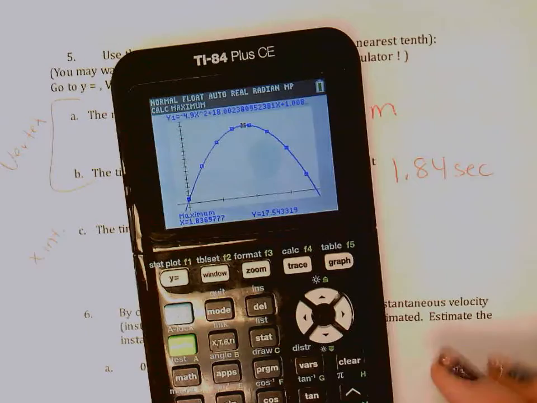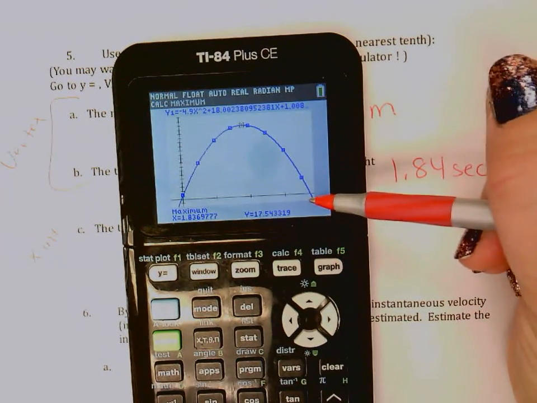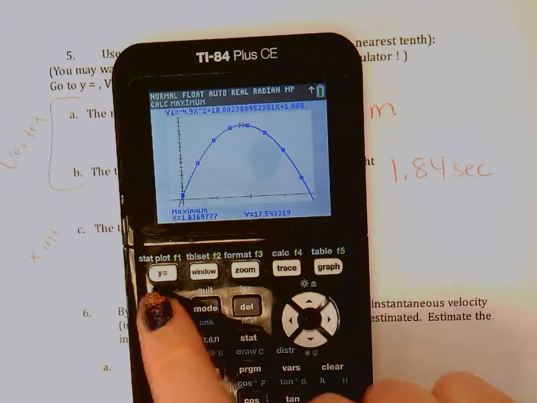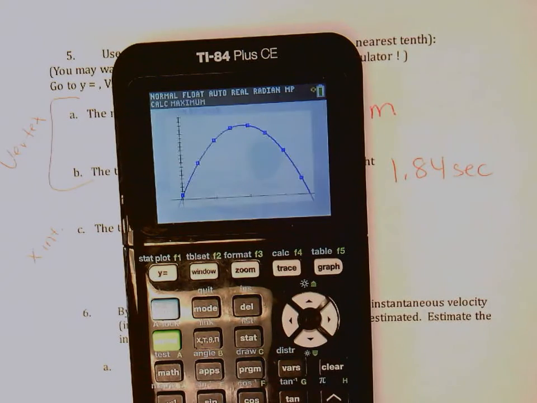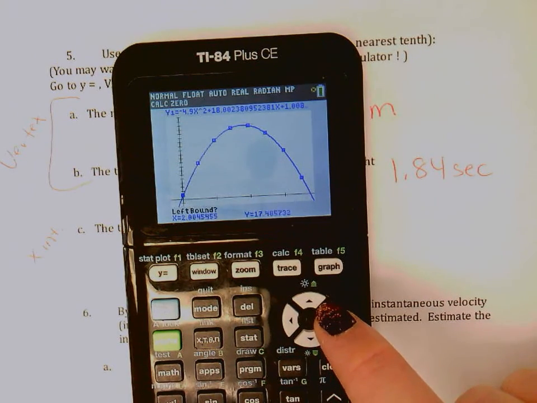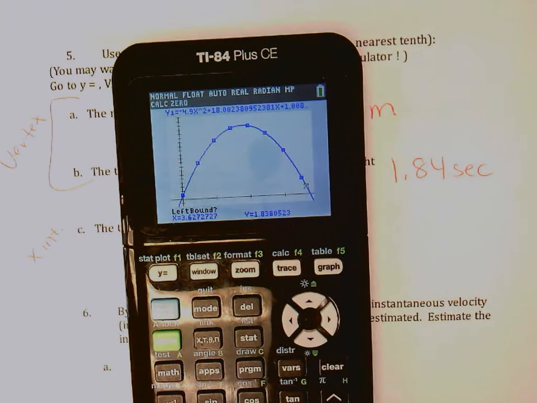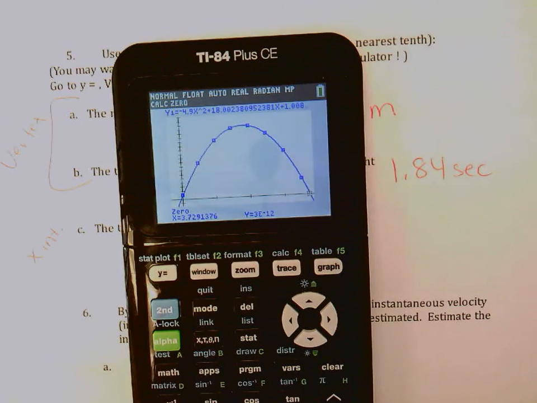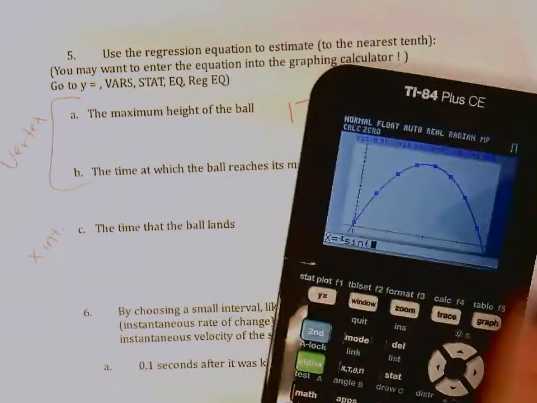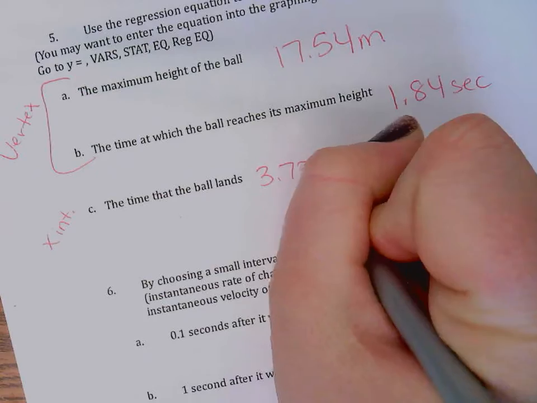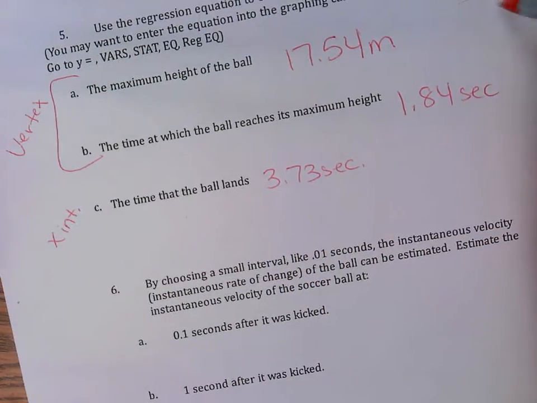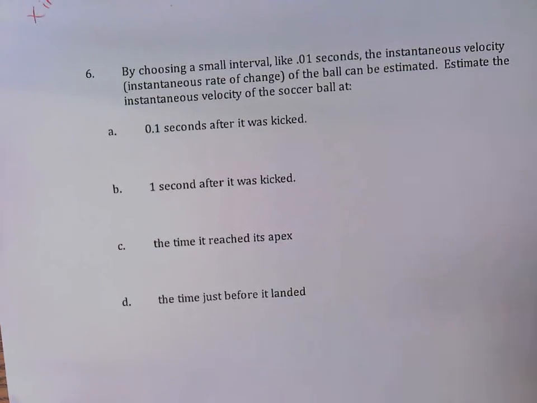All right, the time that the ball lands, I want to find this intercept. So this is 0. Second, calculate, zero. And I'm going to go to the left of the x-intercept. I'm arrowing over, still arrowing over. Okay, I'm on the left, hit enter. Then I go below it to the right, hit enter. Back up to the x-intercept, hit enter. It lands at 3.73 seconds, it says. So now I can use this to answer the questions down below.